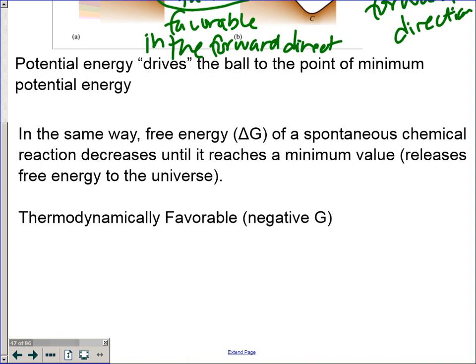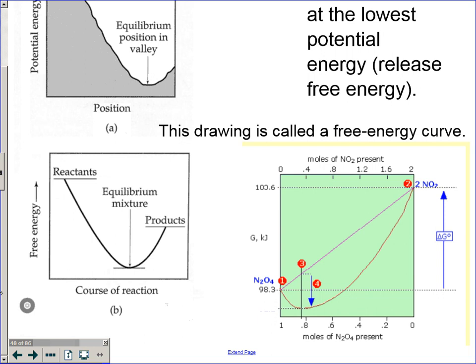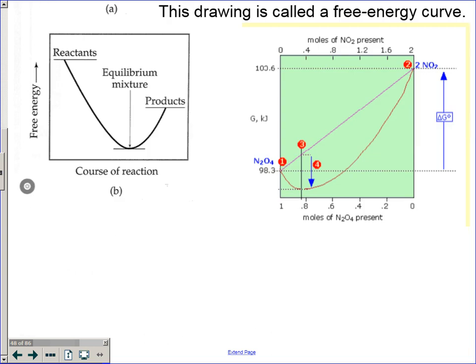All right, let me show you this graph first. This graph is called a free energy graph. What we want is the lowest free energy in the system overall at the end of the reaction. The reactants might start with high free energy or high potential energy, and then the products are made with lower. That has met the goal of delivering free energy to the universe, so this would be a favorable reaction in the forward direction.